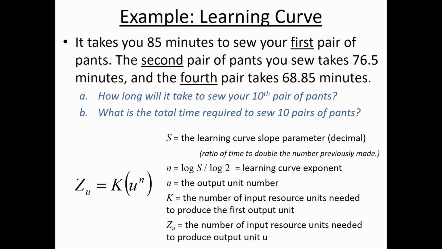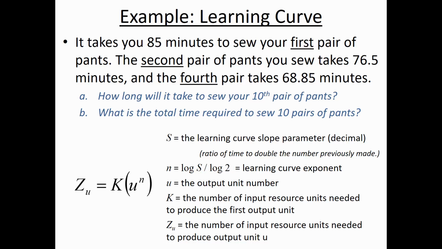And I could check that because I also know how much it took for the fourth pair of pants. So let's just check. The fourth pair of pants was 68.85. The second pair of pants was 76.5. And that ratio is also 0.9. So we're following the same trend of a 90% time requirement each time you double your experience. That's what it means. Every time you double your experience, you're only taking 90% as much time to make that next unit as you did the one before it.